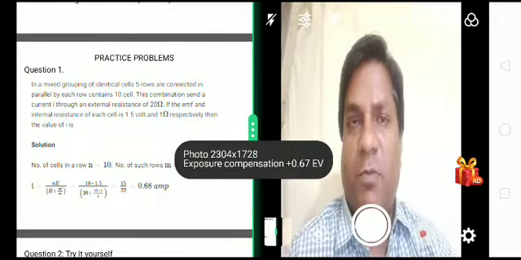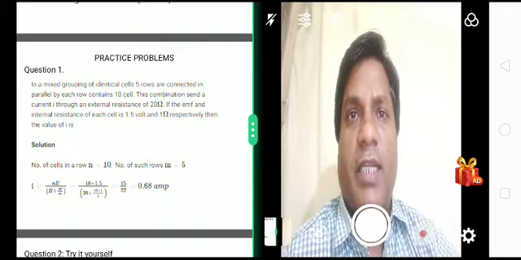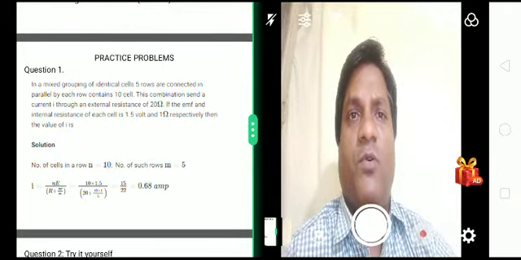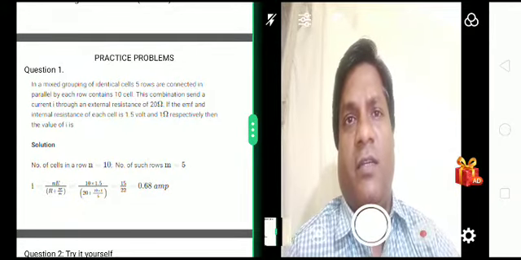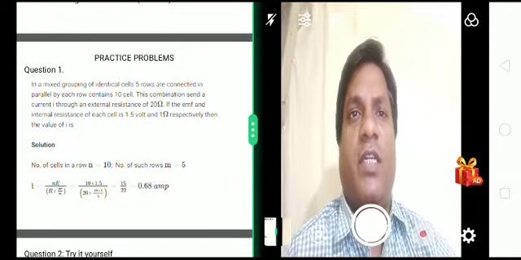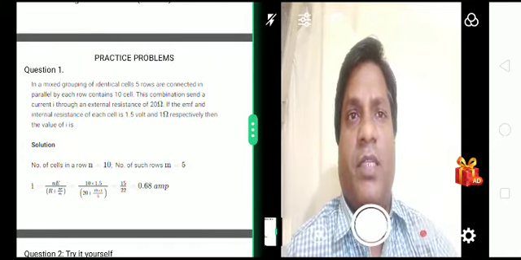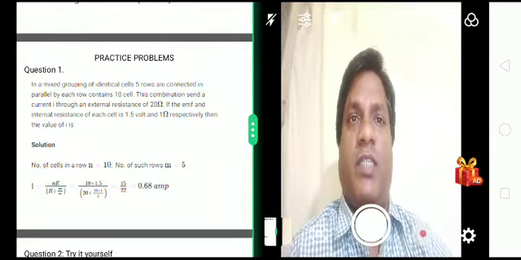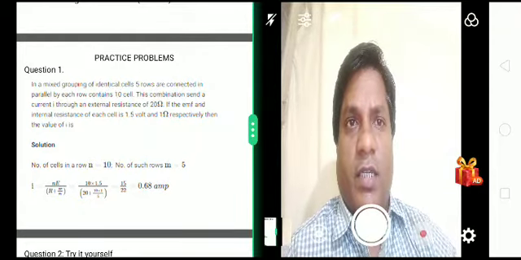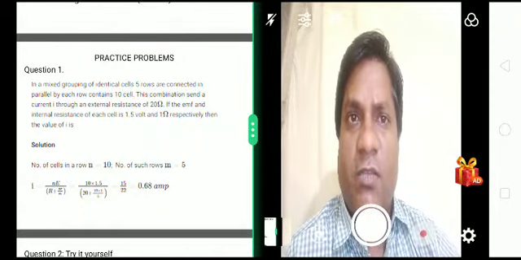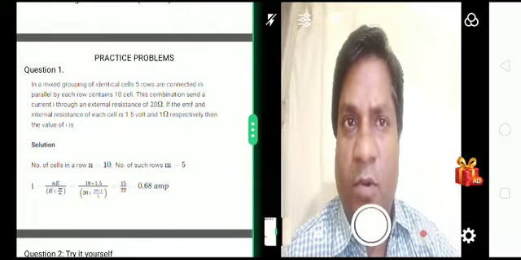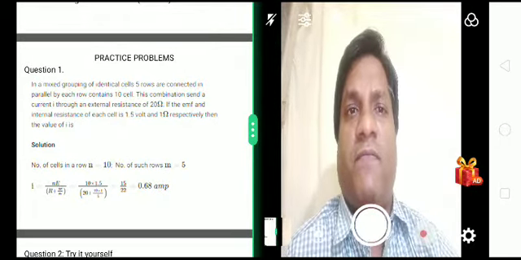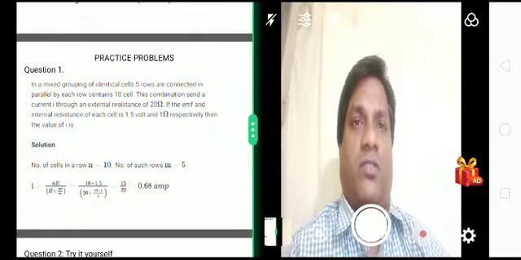Now some practice problems for you. In a mixed grouping of identical cells, 5 rows are connected in parallel and each row contains 10 cells. This combination sends a current I through an external resistance of 20 ohm. If the EMF and internal resistance of each cell is 1.5 volt and 1 ohm respectively, then what is the value of current I?